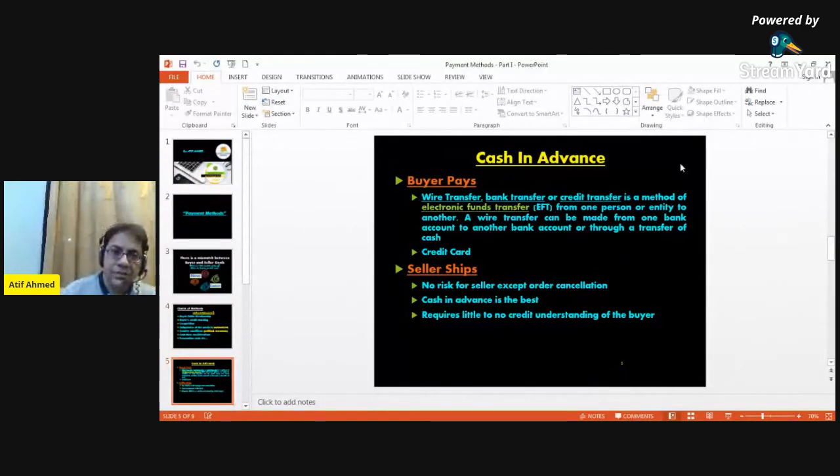Okay, so the first method used in international trade is basically cash in advance. This is a simple mechanism. The buyer pays through wire transfer, bank transfer, or credit transfer. That is a method of electronic funds transfer, also called EFT, from one person, entity or organization to another against the exchange of the goods, right?